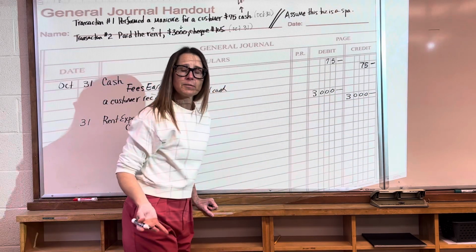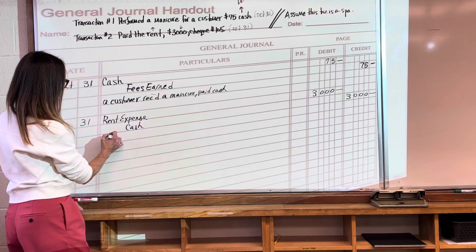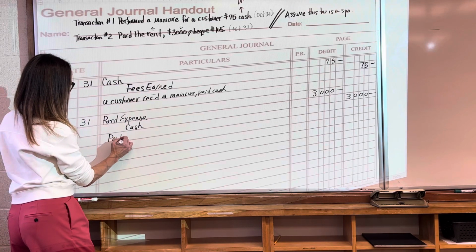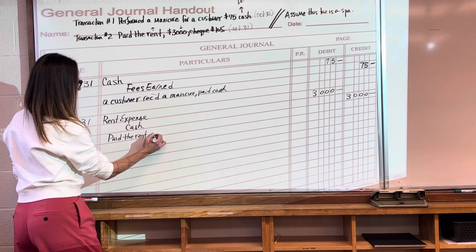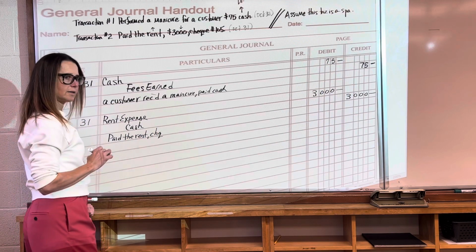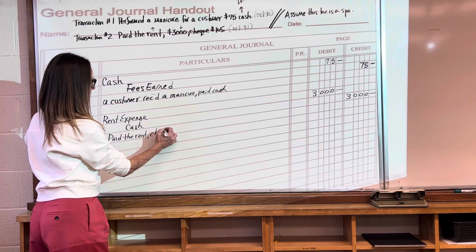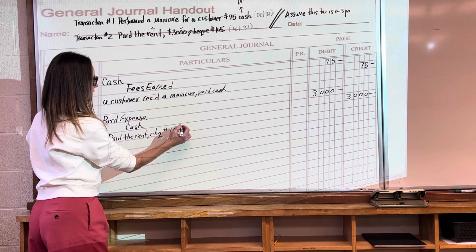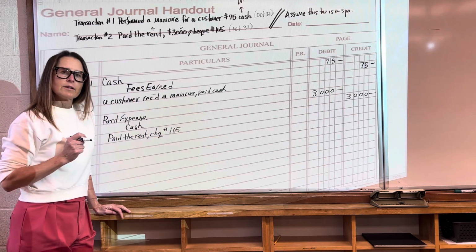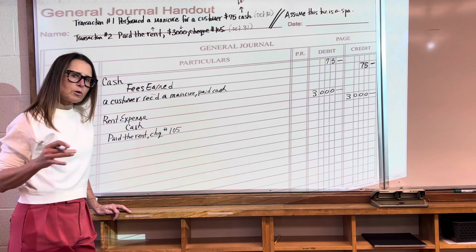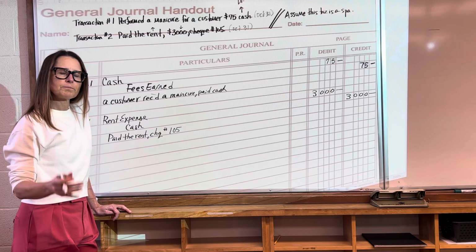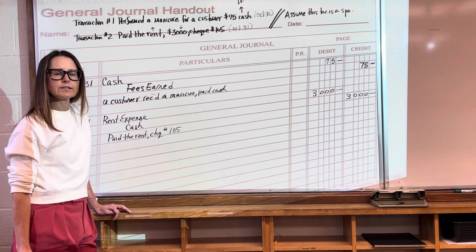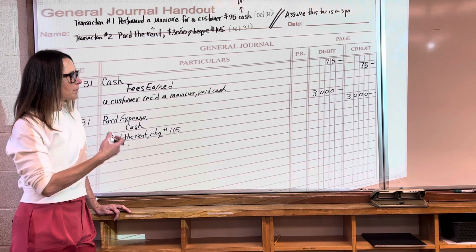And then the only thing I'm missing is an explanation. Paid the rent. I just do a short form for check. Check number 105. There it is. That's the general journal. No more T accounts. This is the real deal. This is the way businesses do it, albeit with accounting software, not by hand.